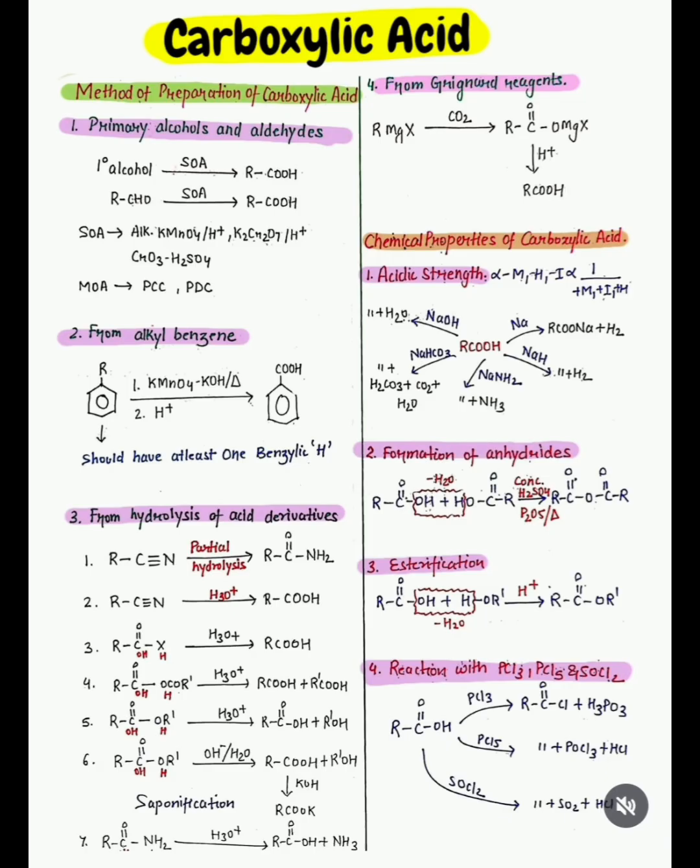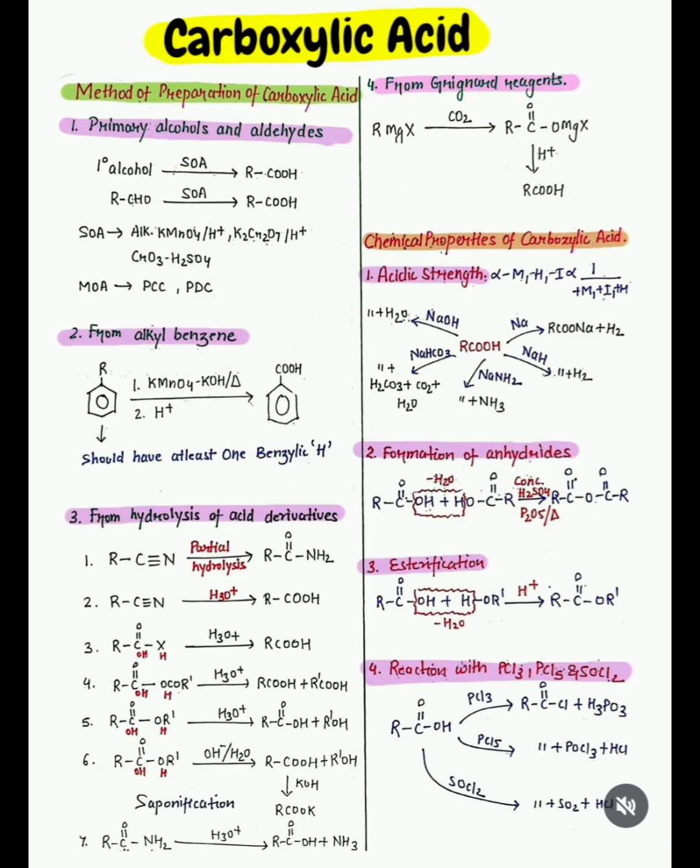So the first method is from primary alcohols and aldehydes. When primary alcohols undergo oxidation in the presence of a strong oxidizing agent, they give carboxylic acid. The strong oxidizing agents used in this reaction are alkaline KMnO4 as well as KMnO4 in acidic condition, potassium dichromate in acidic condition, as well as chromic anhydride in acidic condition.